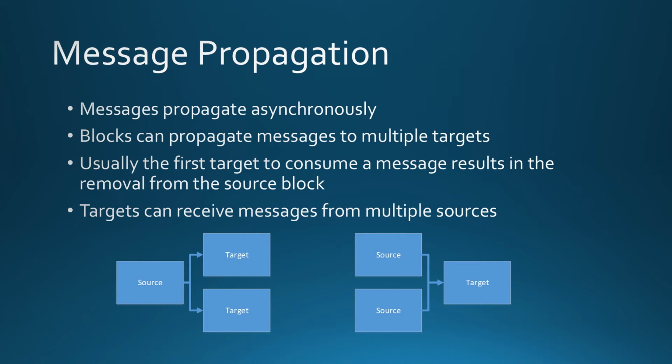And usually, the first target to consume a message results in the removal from the source block. So what does that mean? Take this picture for example, where the source has two targets. The source will offer the message to the first target. The first target now has the ability to consume that message and take ownership of that message. However, it doesn't have to. It can postpone the message, which then gives the source a chance to offer it to the second target. So the thing to remember here is that when you're hooked up between a source and multiple targets, the message gets propagated to the target that consumes it first.